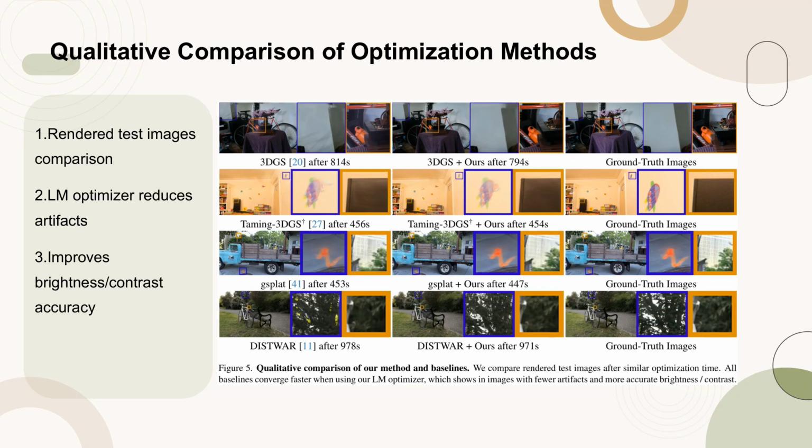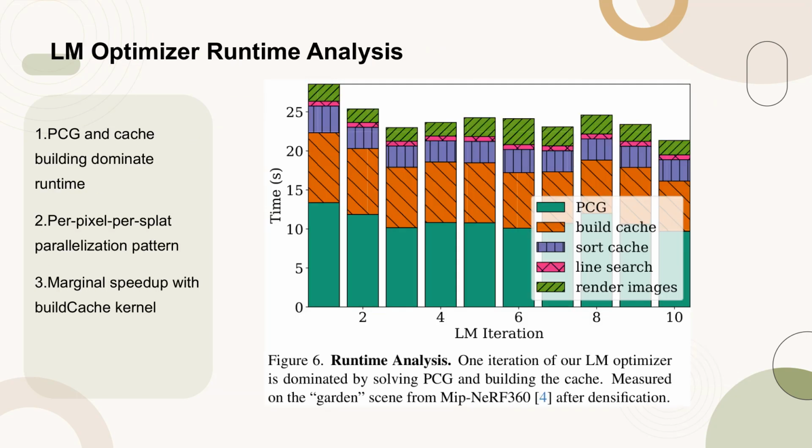convergence speed. Figure 6 presents a detailed runtime analysis of one iteration of our Levenberg-Marquardt (LM) optimizer, focusing on the computational steps involved. The runtime is primarily consumed by solving the preconditioned conjugate gradient (PCG) and building the cache, as highlighted in the figure. These operations are critical and significantly more time-consuming compared to other steps such as sorting the cache, rendering images, and performing line searches.